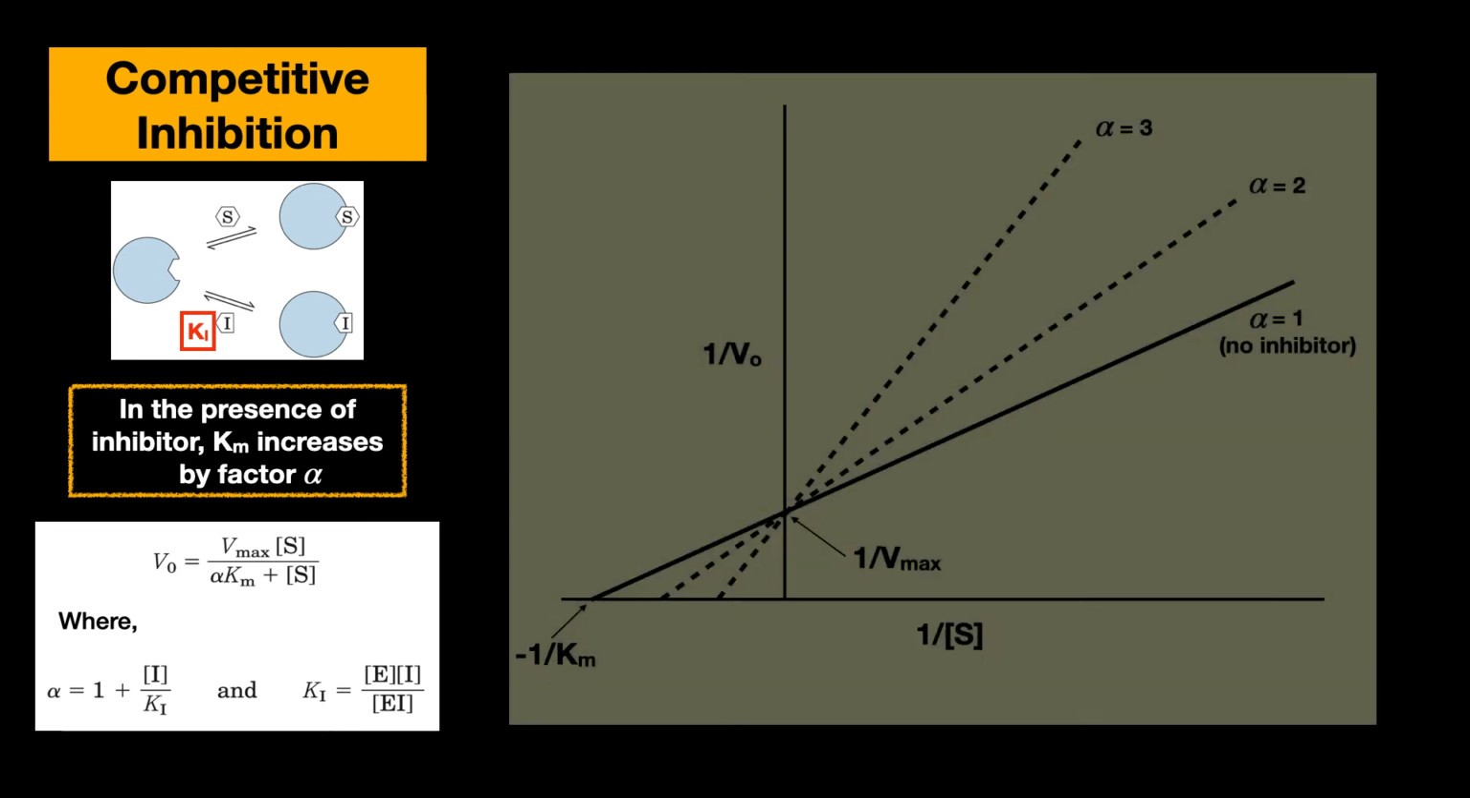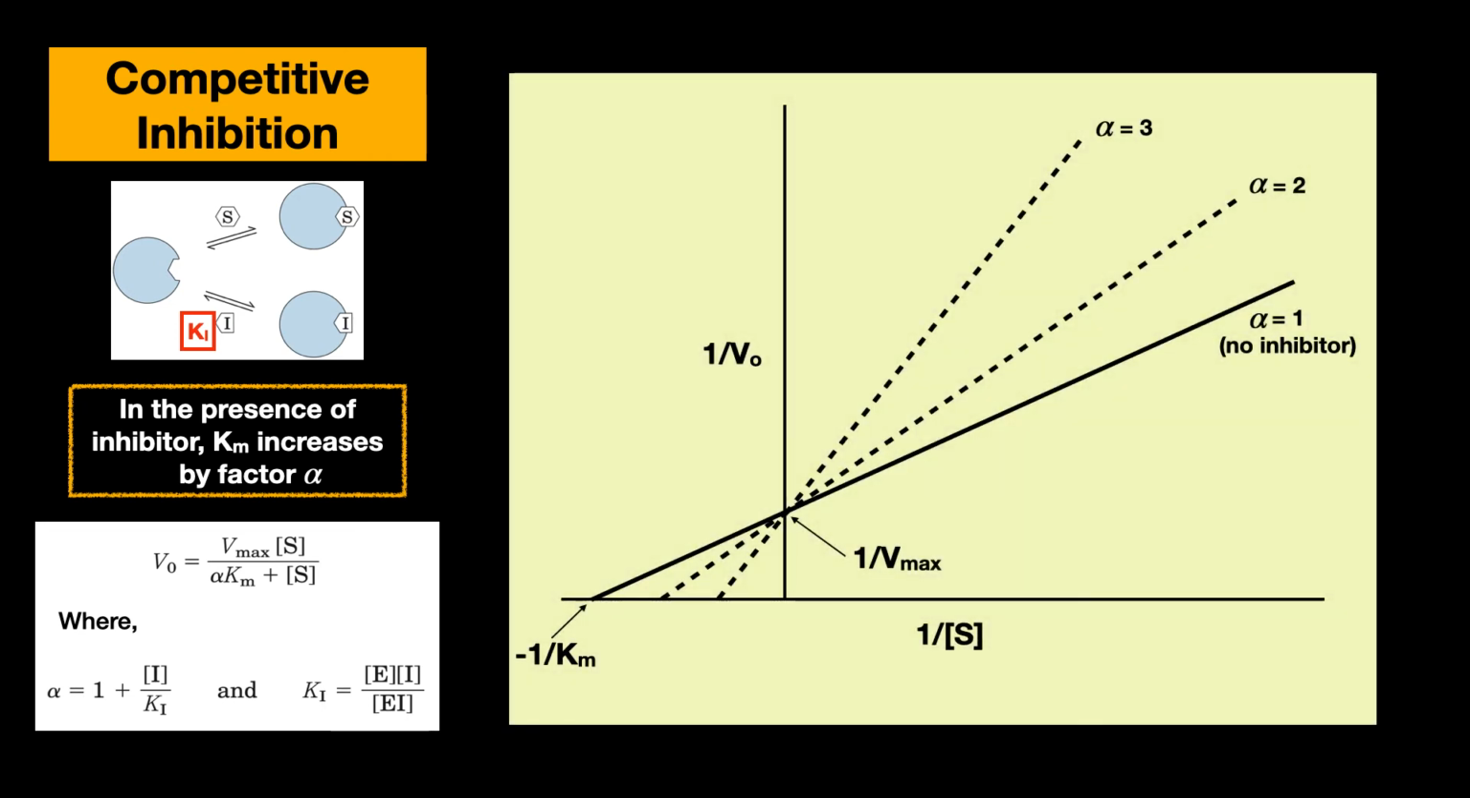enormous amounts. So the Km will increase by a factor alpha, and the Michaelis-Menten equation also changes accordingly, with alpha Km replacing the Km term. Here alpha is equal to 1 plus concentration of inhibitor upon Ki, and Ki is the equilibrium constant of inhibitor binding. The double reciprocal plot that we obtain for competitive inhibition looks like this.